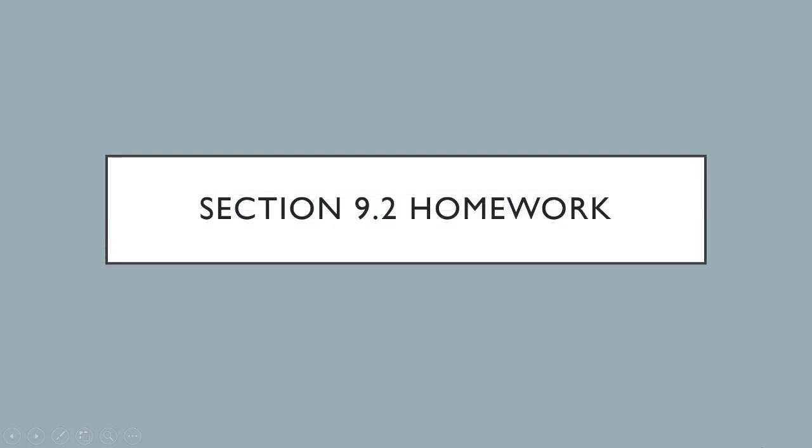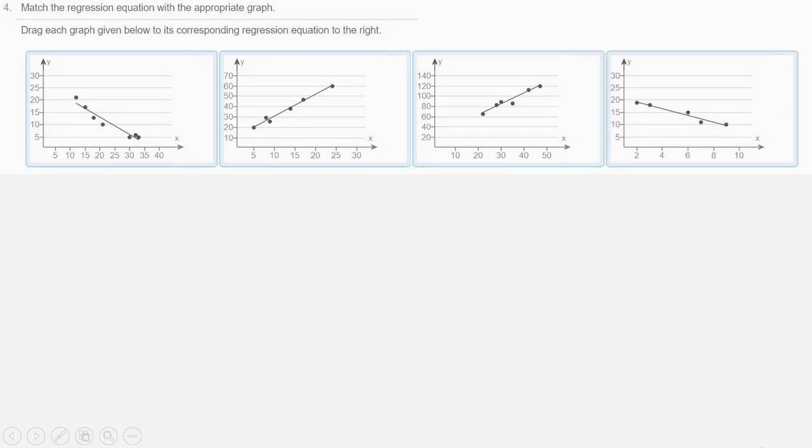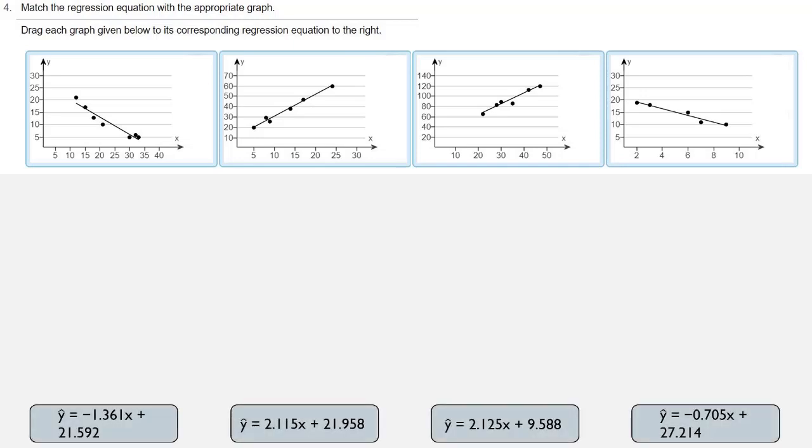We're looking at homework from section 9.2. This is question number 4. Match the regression equation with the appropriate graph. So, we have these 4 options for regression equations.